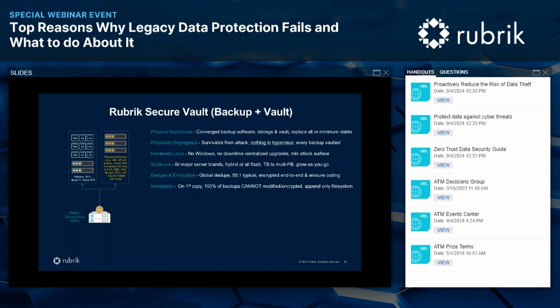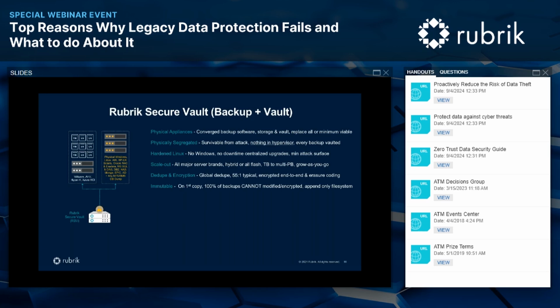But the next thing that is massively important: there's no way anybody in 2024 should be running a backup platform that is not natively immutable. As I've said, the attackers will come, they will edit, they will encrypt, and they will remove your backups. With Rubrik, every single backup is immutable on the first copy. You don't have to send it anywhere else to make it immutable. Cannot be modified or encrypted.